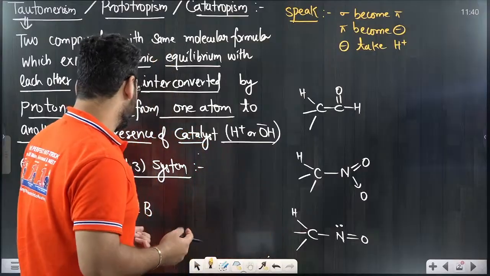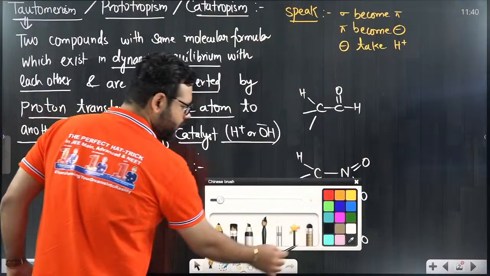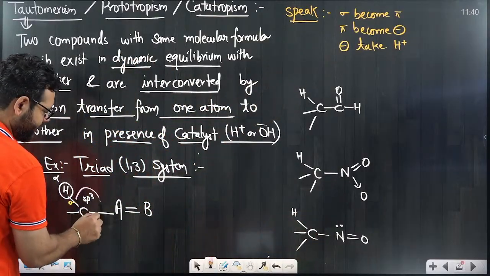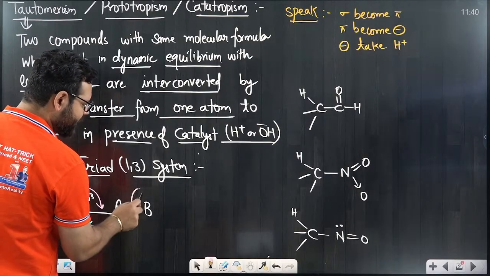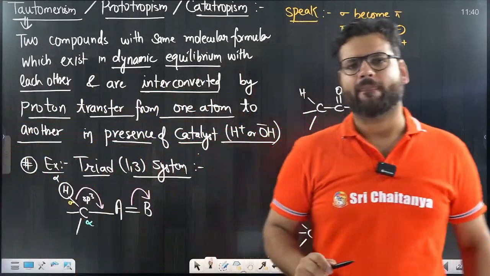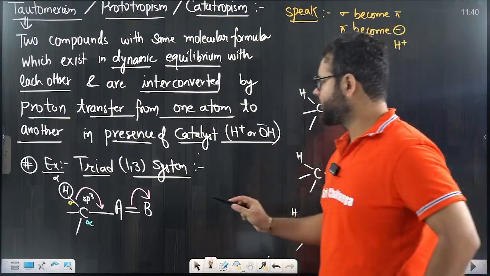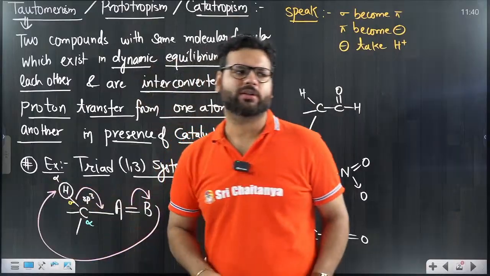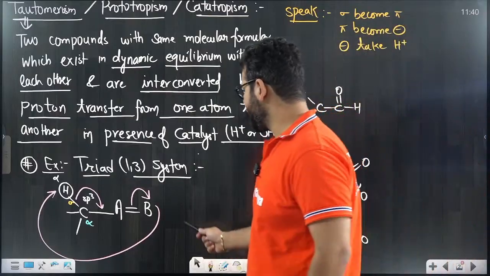So what you have to do is, you have to take the sigma bond of the alpha carbon and hydrogen, make it pi. Sigma move it ahead, become pi. Then this pi become minus, means this pi goes to B and it becomes negative charge. This minus goes and takes this H plus, collects the H plus. That's all. Sigma become pi, pi become minus, minus take H plus.